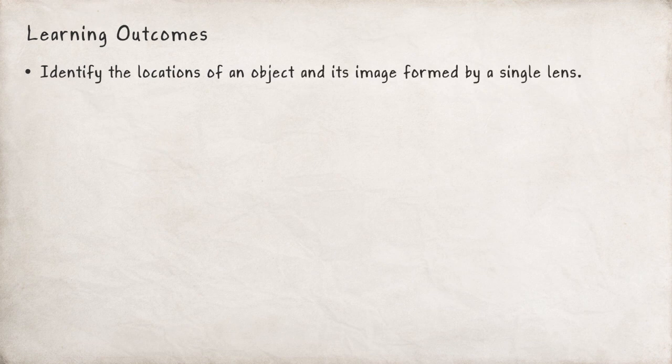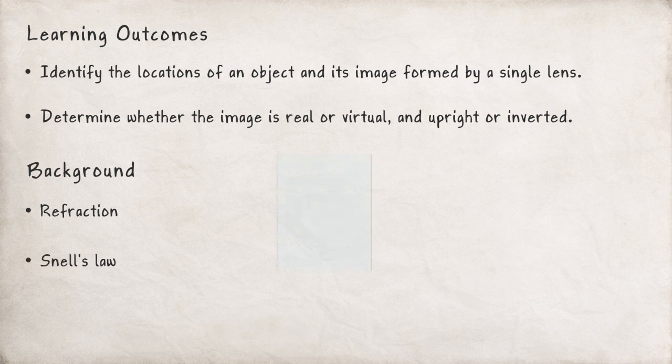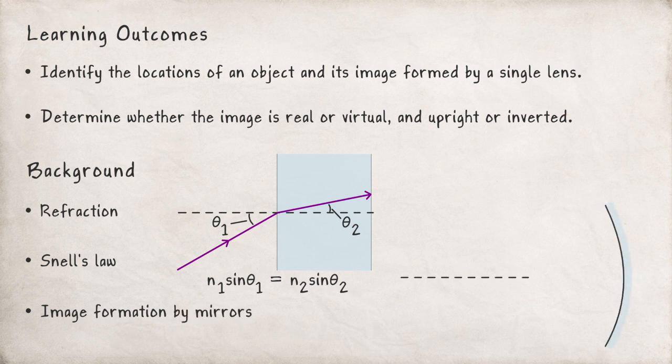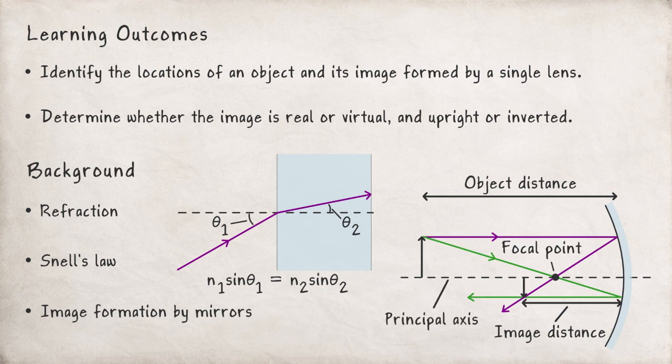After completing this assignment, you should be able to identify qualitatively the relative locations of an object and its image formed by a single lens, and determine whether the image is real or virtual, and upright or inverted. Getting the most out of this video requires a solid understanding of refraction, Snell's law, which relates the direction a light ray travels to the index of refraction of the material as it passes from one medium to another, and image formation by mirrors, including the definitions of object distance, image distance, focal point, and principal axis.